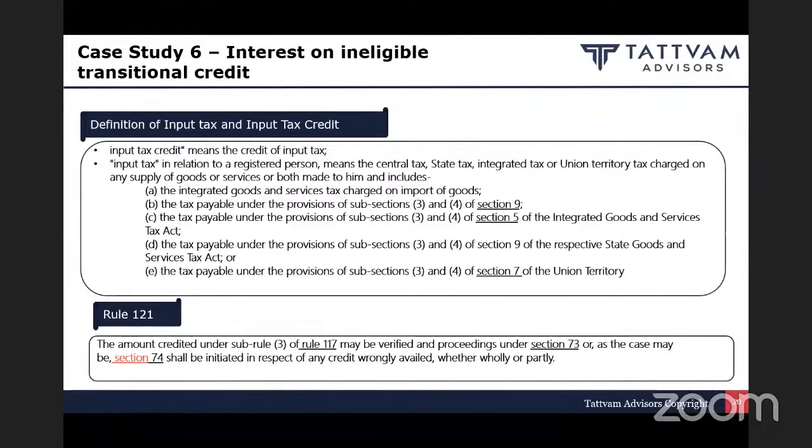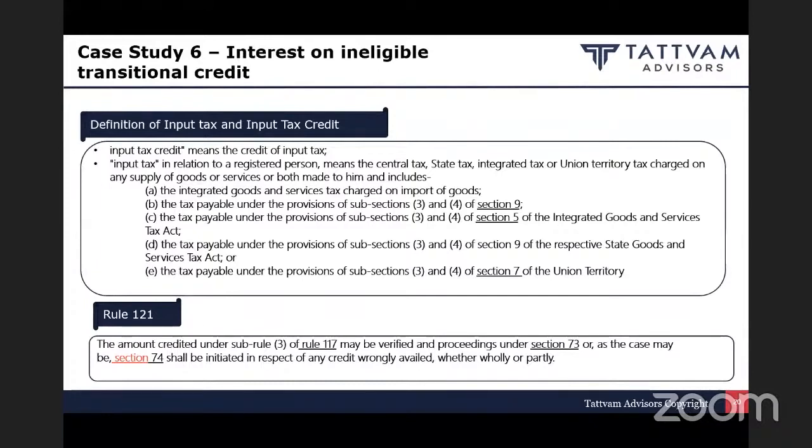Even if we see Rule 121, Rule 121 only says that for the amount which is credited under Rule 117, that is the transitional credit which you have availed, proceedings can be initiated under Section 73 or 74 for any wrongly credit which is availed wholly or partly. So it only talks about initiation of proceedings under Section 73 or 74. It does not deal with levy of interest under Section 50.